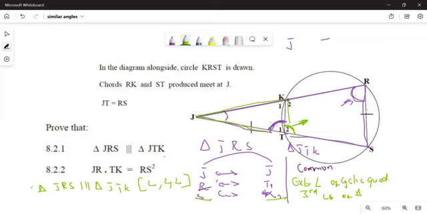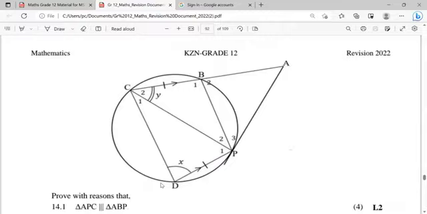Let's come and do the following here. We'll come back to the second one. Let's come and do this one. And let's prove the following, that these two are similar.